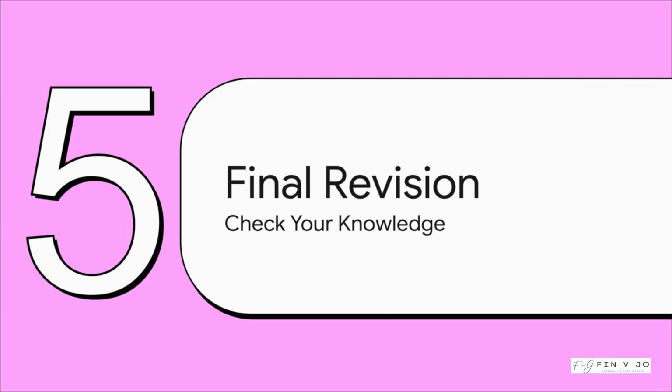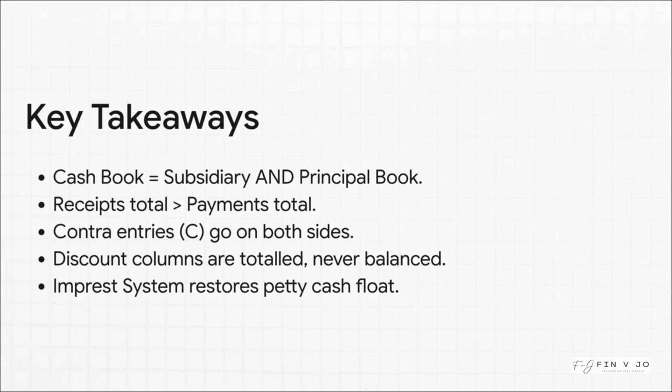And that brings us to Part 5, our final revision review. Time to quickly check your knowledge. Let's rapid fire this to lock it in. 1. The cash book acts as both a subsidiary journal and a principal ledger account. 2. You can't spend what you don't have, so receipts are always greater than or equal to payments. 3. Contra entries, marked with a C, mean cash moves to the bank or vice versa, and they have to appear on both sides of the book. 4. The golden rule of discounts: total them, never balance them. And 5. The impress system reimburses exact expenses to perfectly restore the original petty cash float.